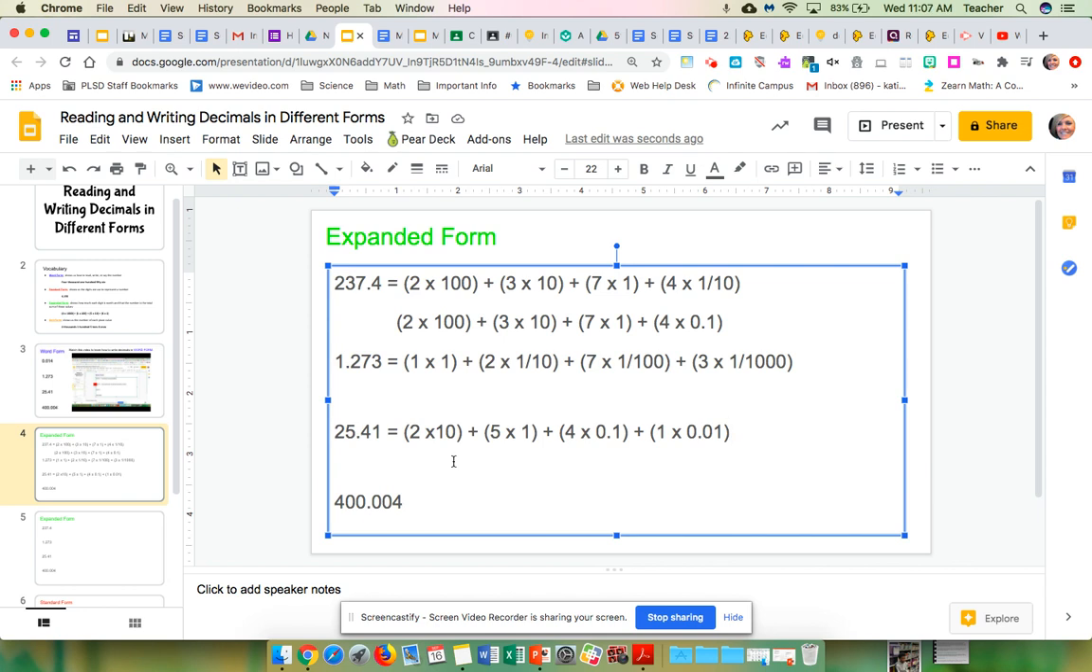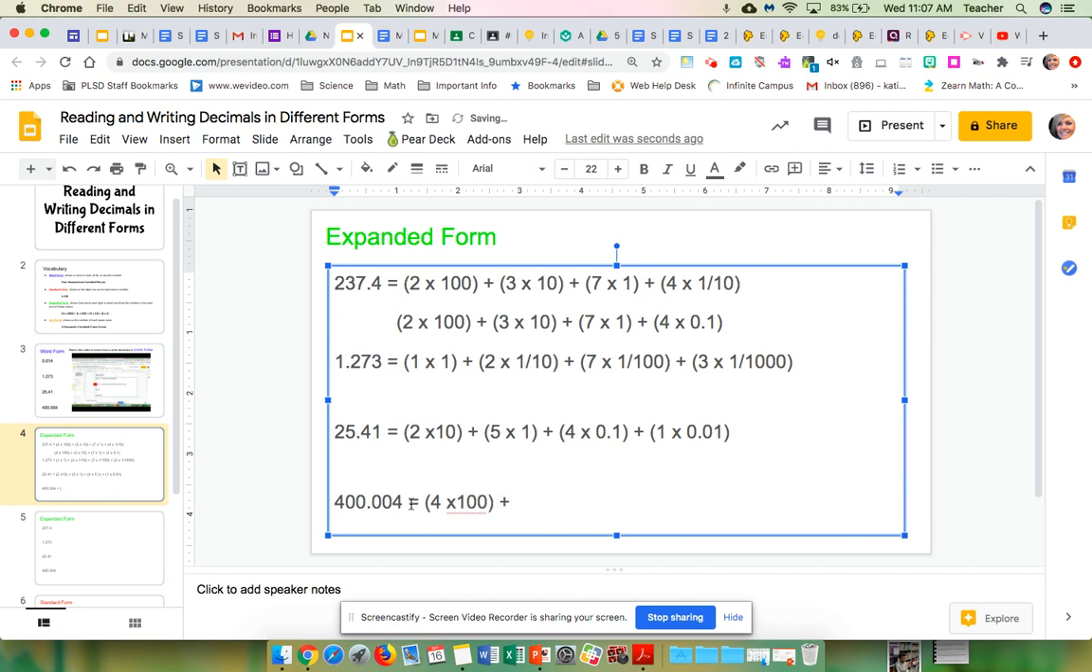Try this last example on the back of your place value chart. Use your dry erase marker, pause your video, and then come back to me. All right. So if you're just coming back, let's try this. So on the left side of the decimal, we're going to start with the 4. The 4 is in the hundreds place. So I would write 4 times 100.